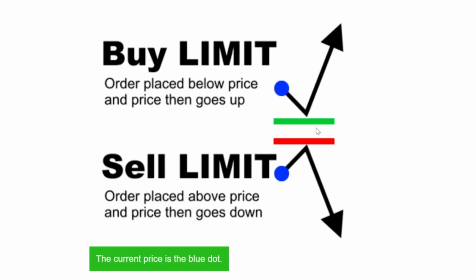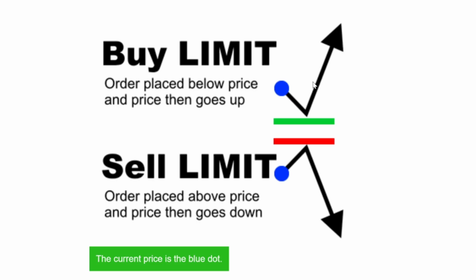So buy limit is when the order is placed below price and price then goes up. So what does this mean? This means the price is somewhere above where you want to place an order. This buy limit and sell limit is categorized as pending orders. So you do not enter the market directly. Price has to touch where you have placed the order so that you can enter into the trade.